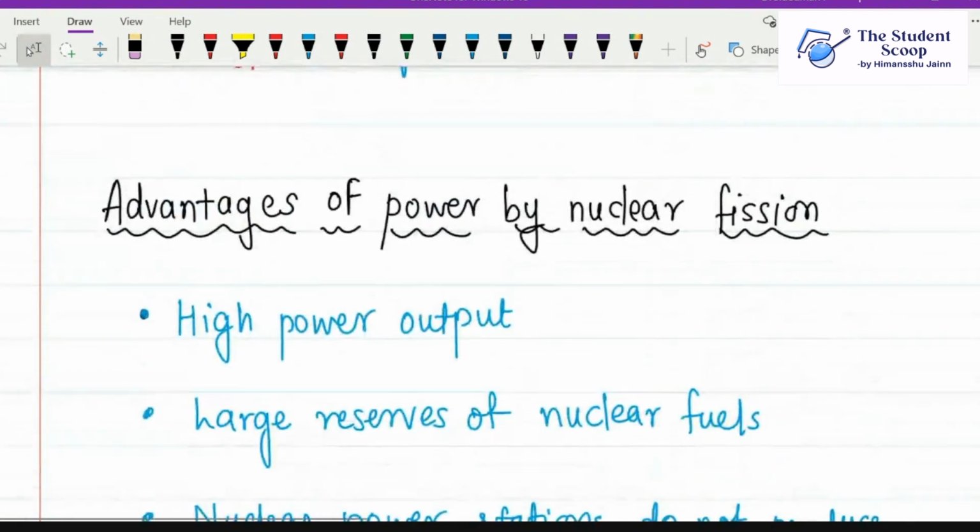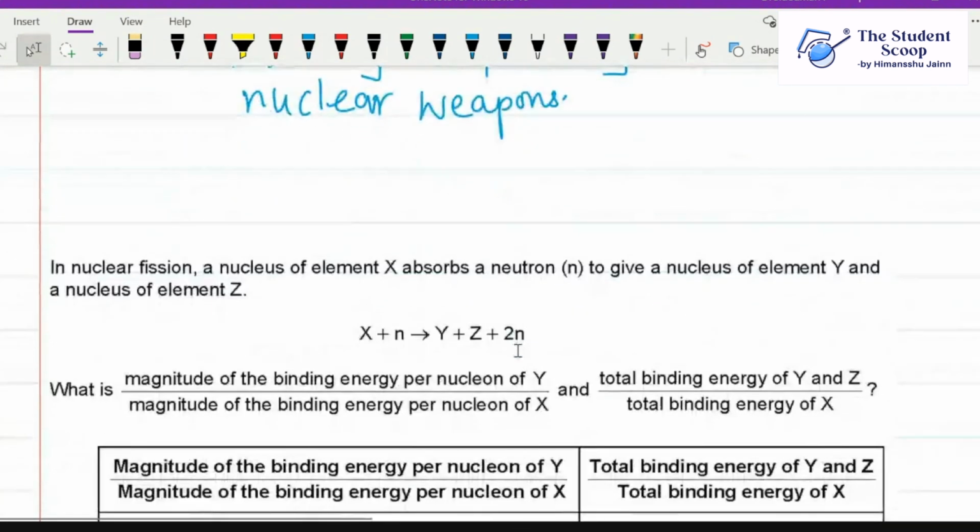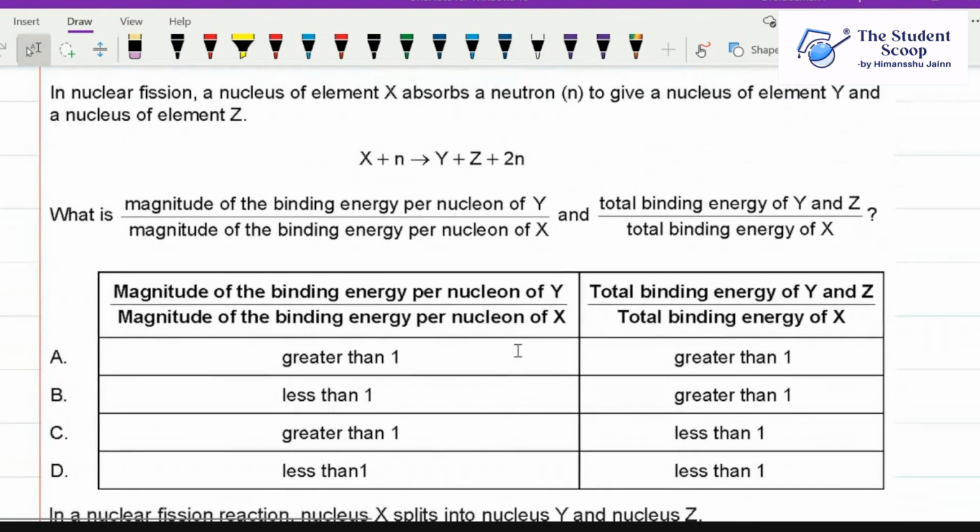Now, this is a very short chapter. First of all, we need to understand it. So what we will try to do now is answer a few questions related to this chapter. In nuclear fission, a nucleus of element X absorbs a neutron and gives out element Y and element Z. The magnitude of the binding energy of Y to X has to be greater than 1. As I mentioned, the binding energy per nucleon is greater, so this is obviously greater than 1.